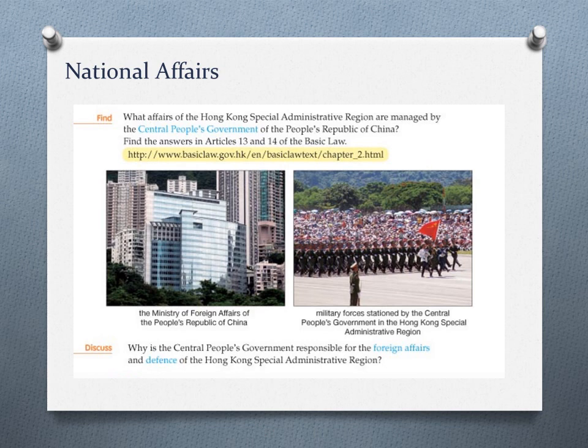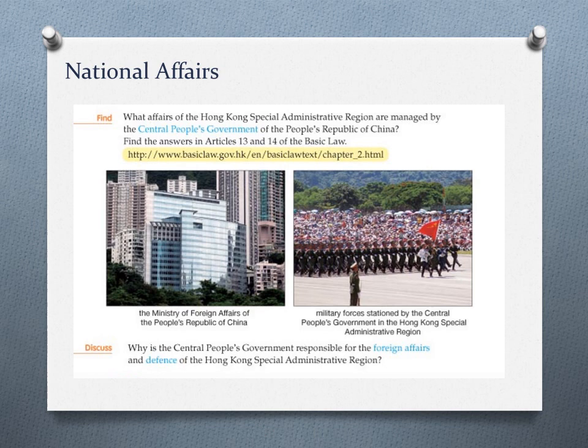Now, you can argue, why do they want to take care of these 2 affairs? Because foreign relationships, foreign affairs, and military forces are very important and crucial affairs for the sovereignty of any nation, for the security of any nation, and to protect its citizens. You have to be very powerful to maintain a good military force, and Hong Kong is a very small region.